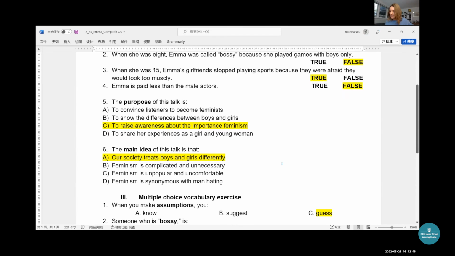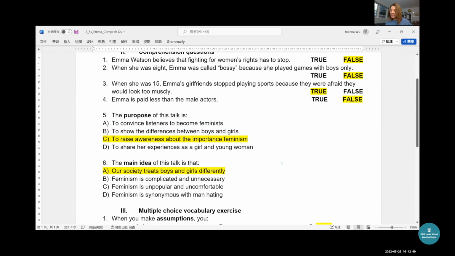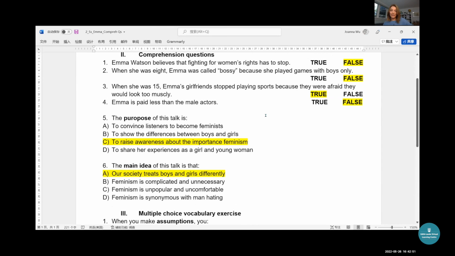Mm-hmm. Number 4, she's paid less than the male actors. False. Maybe. There's no maybe, it's either true or false. In real life, maybe, but in the speech, she doesn't mention it. Oh, you think she doesn't say that? No, she doesn't say that. She talked about equal pay.